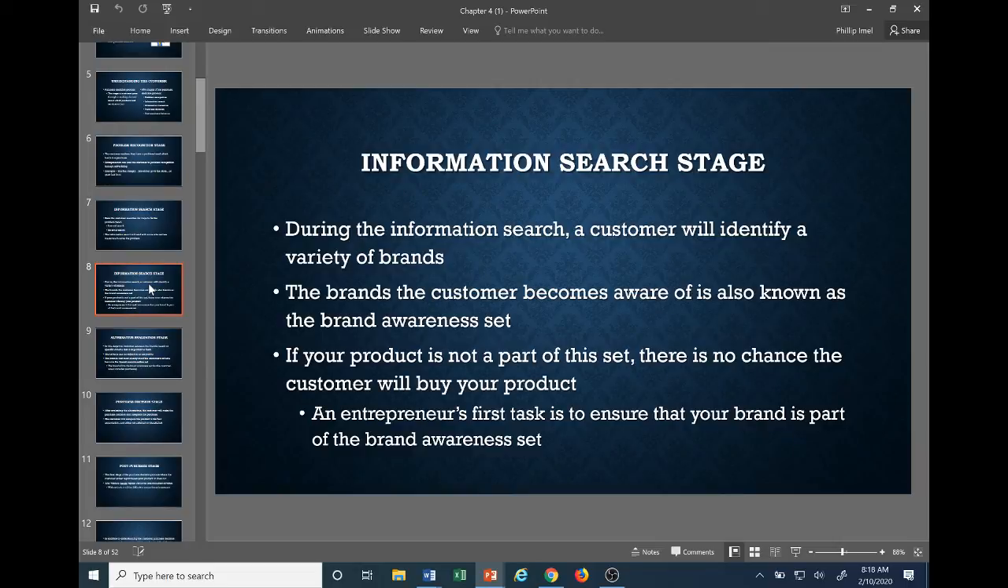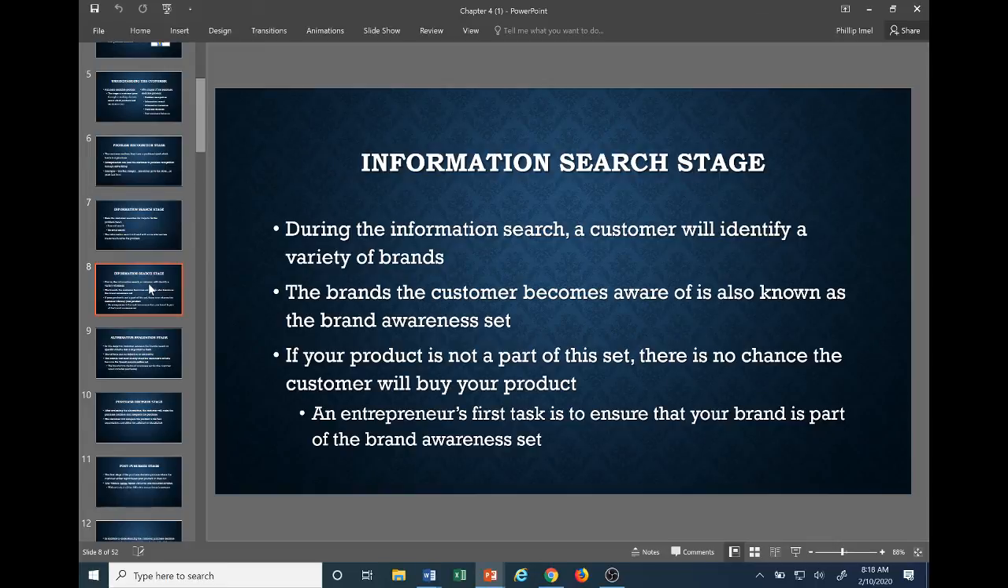During the information search, a customer will identify a variety of brands. When we're looking to buy something, we're going to encounter numerous brands that are being offered to us. The brands that the customer becomes aware of are also known as the brand awareness set. If it stood out to them, then they're aware of those brands. So that's what's known as the brand awareness set.